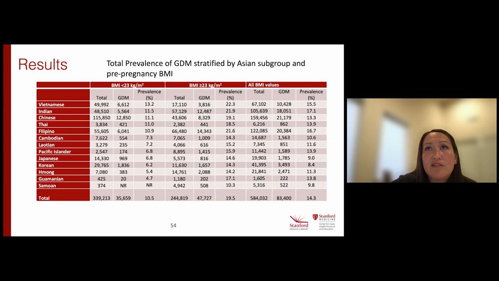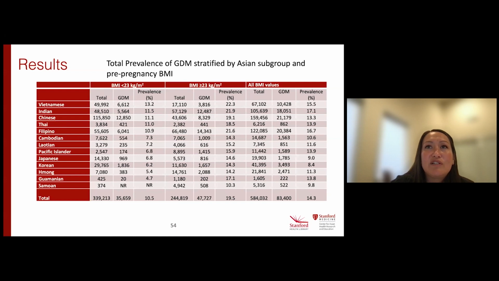this table breaks down the 13 subgroups by BMI, followed by the total prevalence in each subgroup by all BMI values. Among those with a BMI of less than 23, if you look at Vietnamese, Indian, Chinese, Thai, and Filipino subgroups, 10 to 13% of these patients were diagnosed with gestational diabetes. So these are patients who are in a normal weight category. And then GDM was least common in Korean, Japanese, Samoan, and Cambodian subgroups, with only 4 to 6% of these patients being diagnosed with gestational diabetes at a BMI of less than 23.